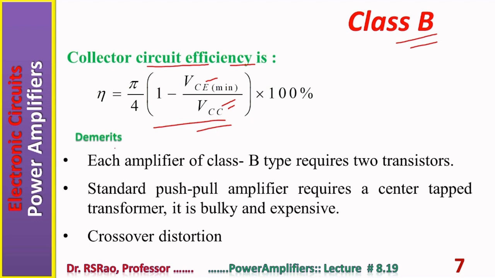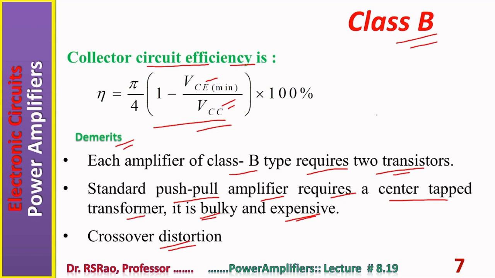Class B is associated with certain demerits. What are they? Each amplifier of class B type requires two transistors. Standard push-pull amplifier requires a center tapped transformer which is bulky. It occupies more space. It is expensive too. Class B operation is also associated with one type of distortion, crossover distortion.